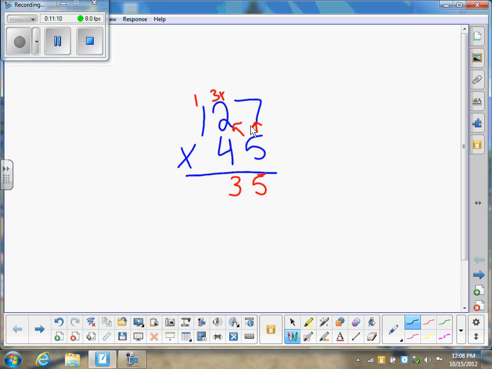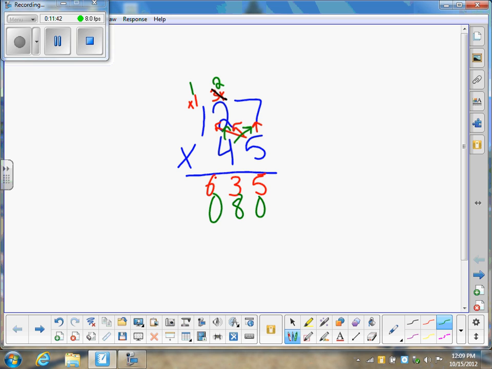Now since we've already used the 3, we're going to cross it out. Next, we're going to do 5 times 1 is 5 plus 1 is 6. And we put the 6 underneath. Now we're going to use our placeholder 0. And then we're going to do 4 times 7 is 28. We're going to carry the 2 and put the 8 under here. Now we're going to do 4 times 2 is 8 plus 2 is 10. We're going to put the 0 under the 6.